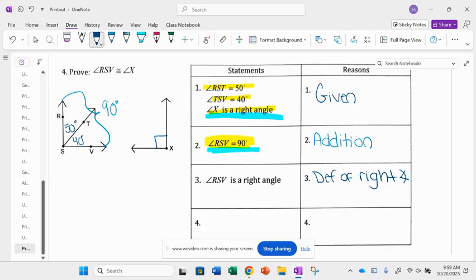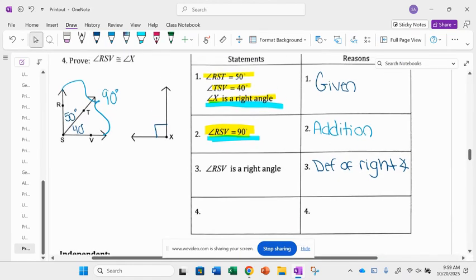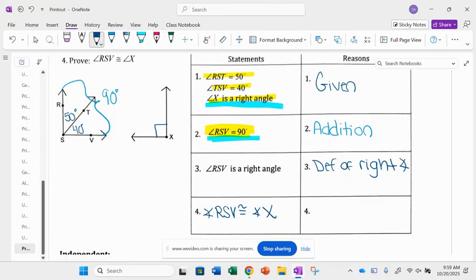All right, and the last statement is always what? The last statement is always what we want to what? Jack in the back. Prove. The last statement is always what we want to prove. And what we want to prove is angle RSV is congruent to angle X.